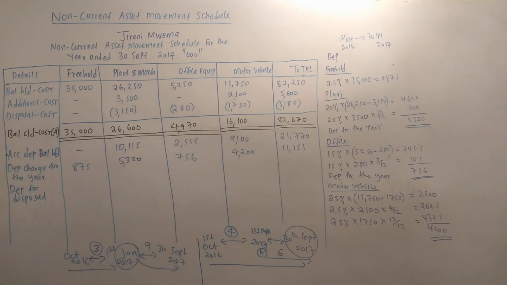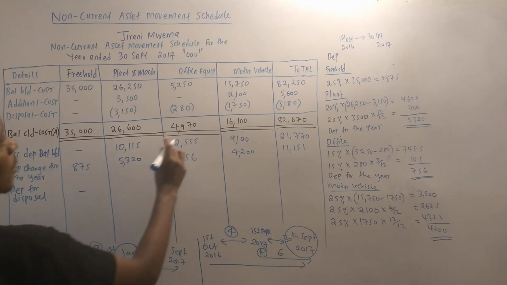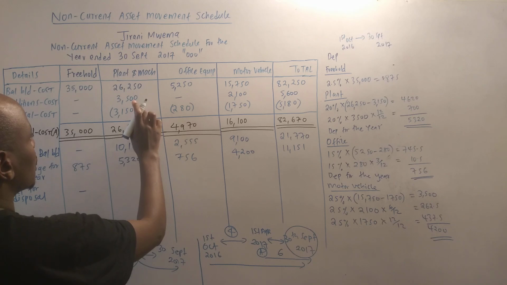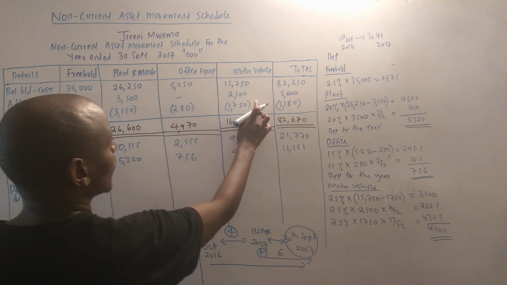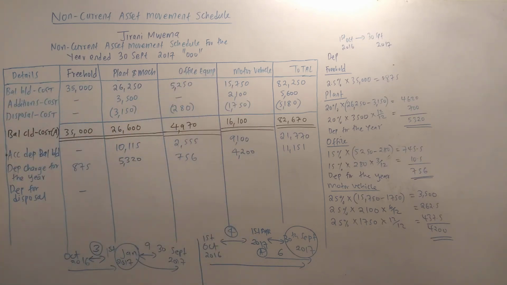So you also consider depreciation for disposal. We just check where we have disposal. In this case, we do not have disposal here, but we have disposal in this one and this one. So let us start with the disposal of plant and machinery.